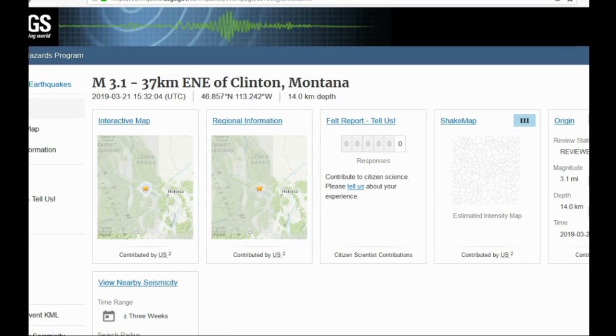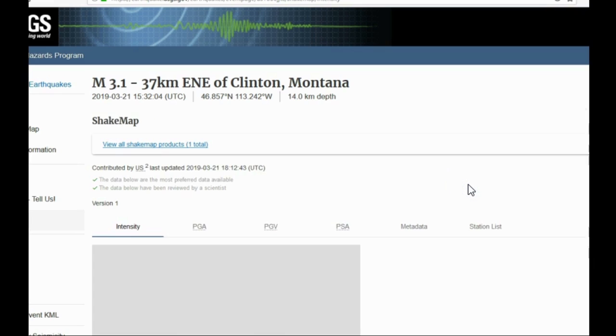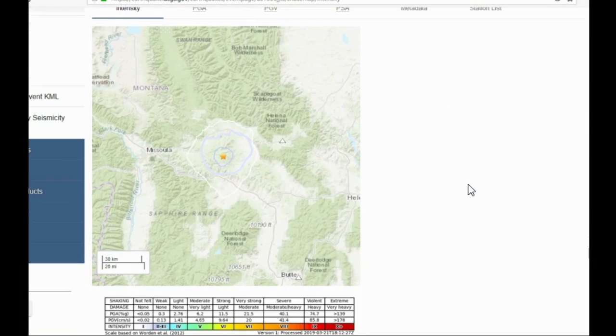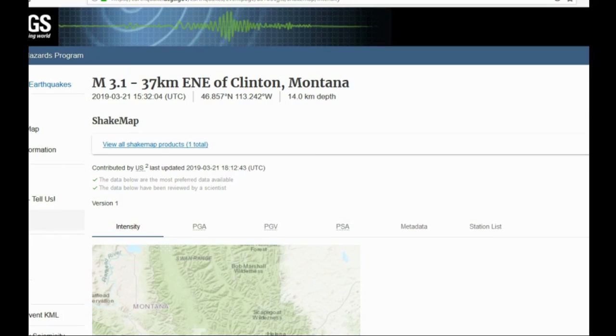Let's see. Why isn't it showing anything? Huh, that's strange. Oh, yeah. We should have seen maybe a couple people feel it, but it was not that crazy of an earthquake.